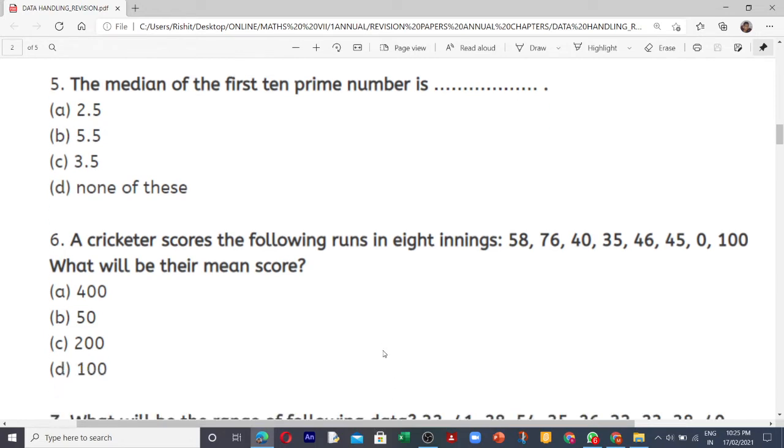A cricketer scores the following runs in 8 innings. What will be their mean score? A cricketer scores the following runs in 8 innings. So you can see 8 data values are there. 58 in the first inning, 76 in the second inning. Now you have to find the mean score. What is the mean score?